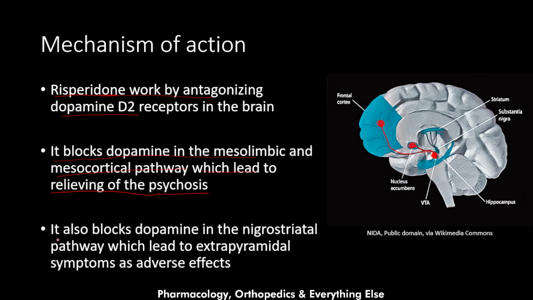Now, Risperidone also blocks dopamine in the nigrostriatal pathway. The nigrostriatal pathway connects the substantia nigra with the striatum and the caudate. And when dopamine is blocked in this pathway, this would lead to the extrapyramidal symptoms as adverse effects. Those include muscle rigidity, dystonia, akathisia, and dyskinesia.